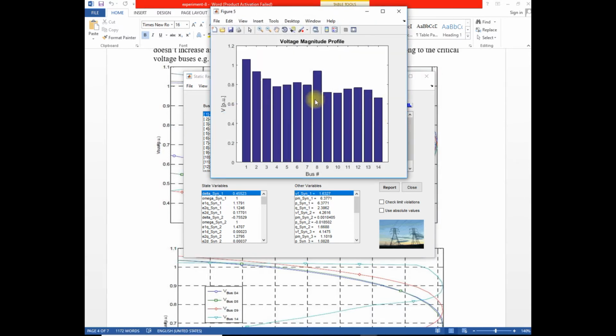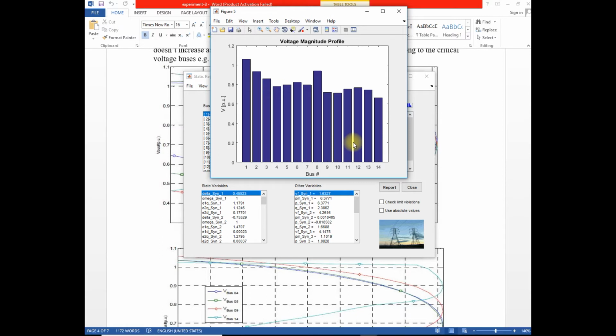You can see the voltage profile of all these 14 buses, and you can identify that at buses number 4, 5, 9 and 14, the voltages are lower than 1 per unit. It means these buses are highly loaded, so we need voltage regulation at these buses to maintain the voltage near the rated value.